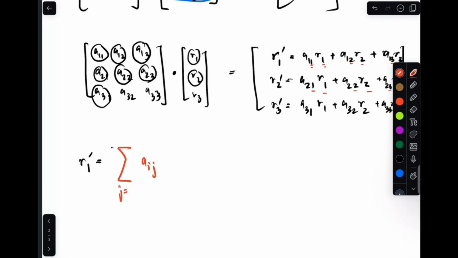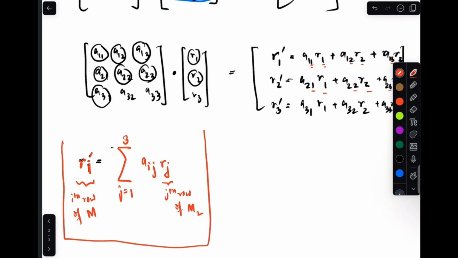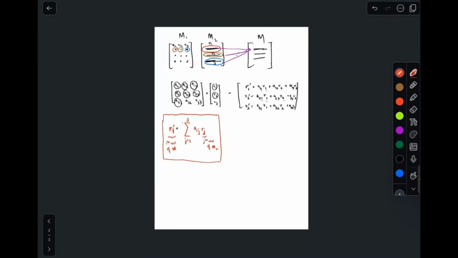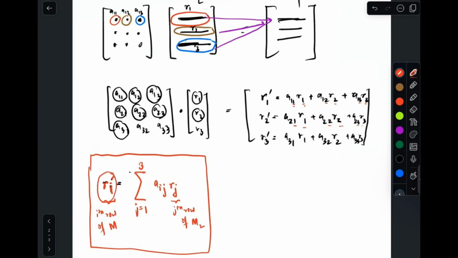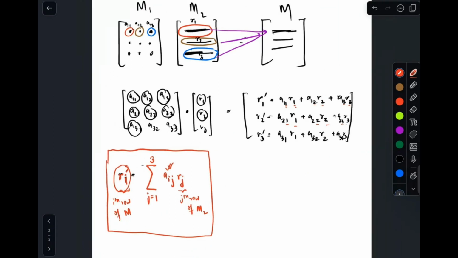So it's the sum over j from 1 to 3 of Aij times Rj. Okay, that is what the Ri dash is. You understand? So this is the ith row of the M matrix, and this is the jth row of the M2 matrix. And this is how the entire equation is formed. And you can see easily that each of the rows of M is nothing but a linear combination of the rows of M2.